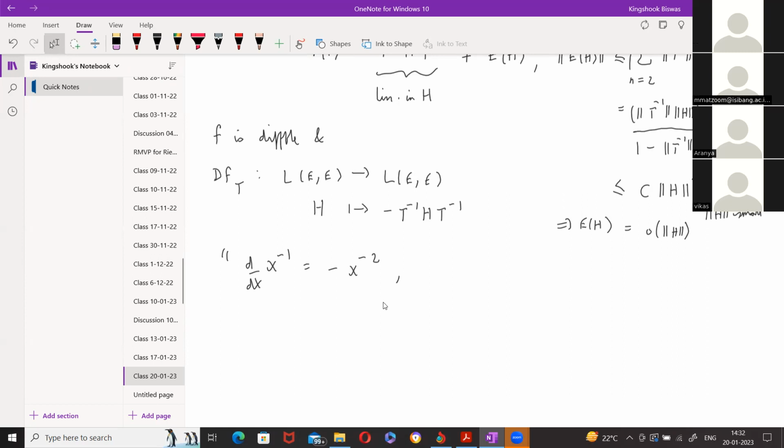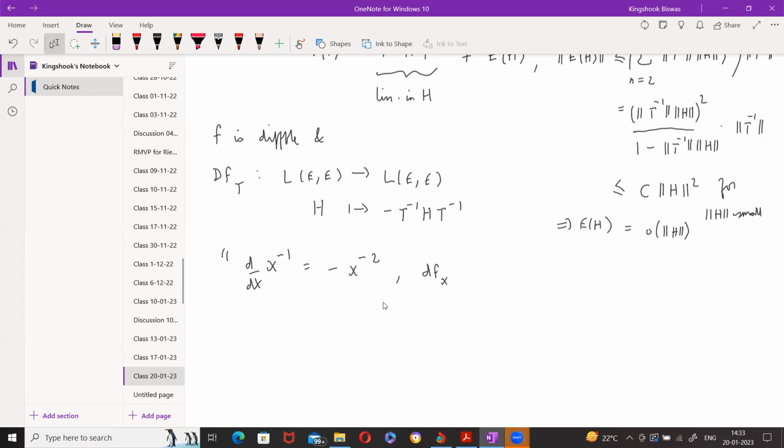If I look at the derivative of this map, if I call this map f of x, then df at x will be the linear map from R to R. H goes to minus x to the minus 2 times h, right? So this formula that we've derived here is a higher dimensional non-commutative version of this formula, right? Is that clear? Yes, sir.